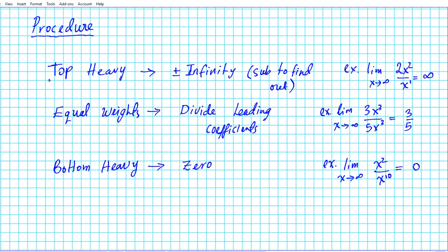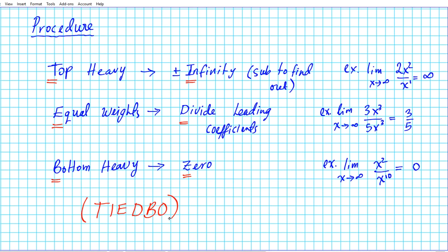So we have top heavy, T is going to be plus or minus infinity. Equal weight, you're going to divide by the leading coefficient. And then bottom heavy, your limit is always going to be 0. Okay, so just remember T-I-B-O, TIBO. Top heavy plus or minus infinity, equal weight you divide leading coefficients, and bottom heavy your limit is going to be 0.